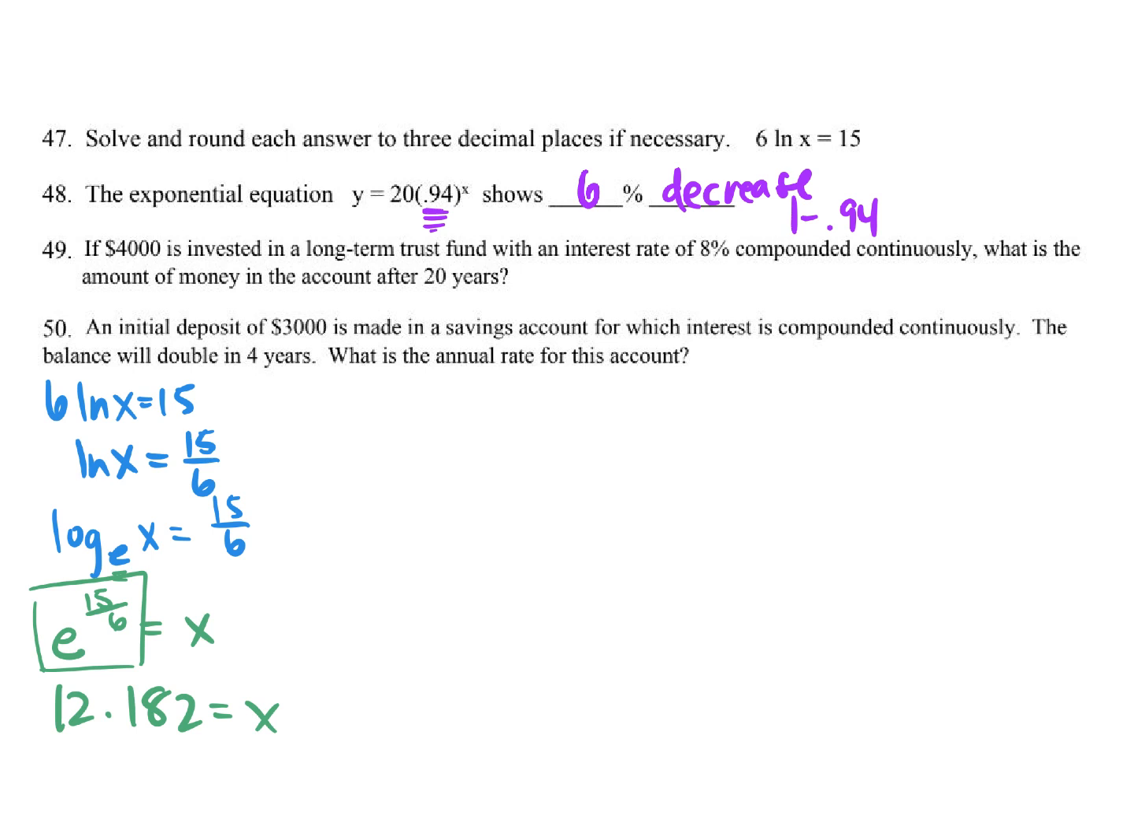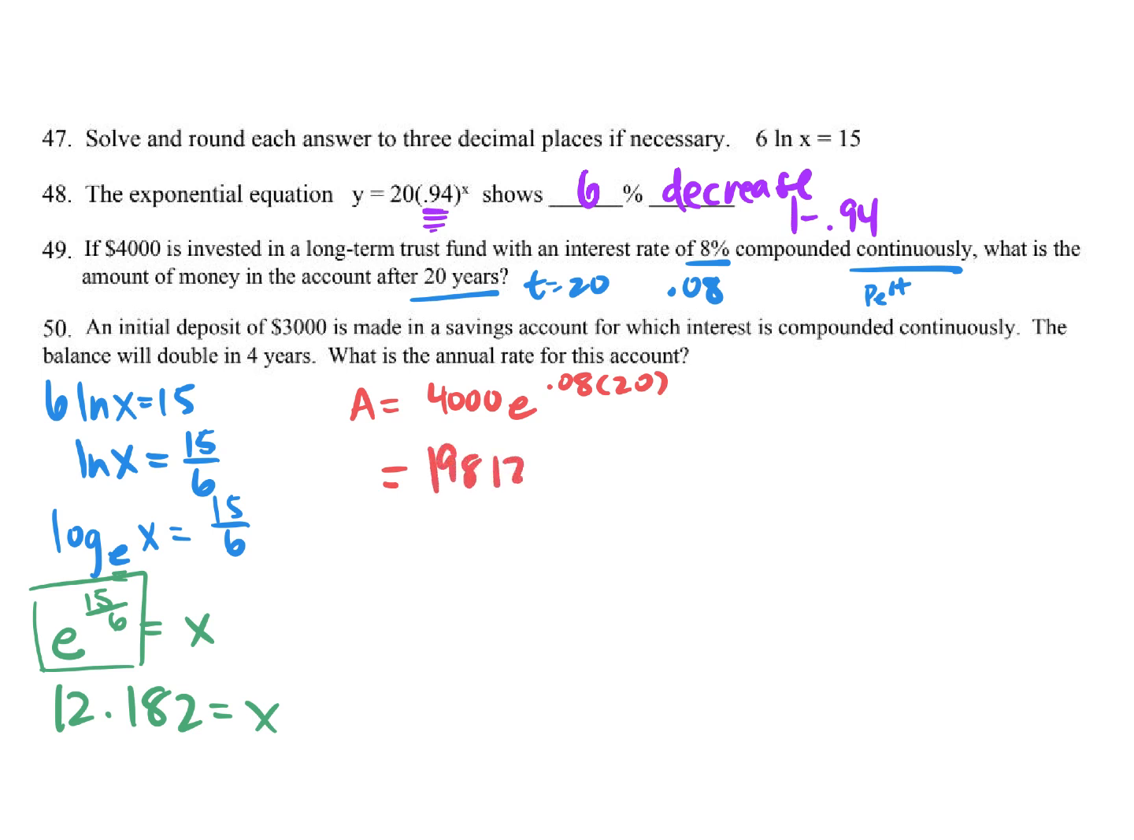49. If $4,000 is invested in a fund with an interest rate of 8%, we're going to go ahead and change that to 0.08. Compounded continuously, that means we're going to be using PERT. What is the amount of money in the account after 20 years? Time is equal to 20. All right, let's write our stuff. So we need the account balance with an initial value of 4,000, e raised to the rate of 0.08 times time, and this is plugged into the calculator. Type it in, you get $19,812.13.